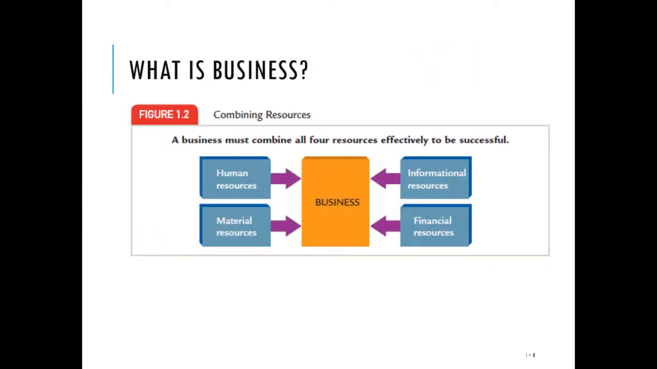Here is a graph taken from the book. It represents the 4 different resources that are fundamental in any business. First, human resources. Second, material resources, third, financial resources, and fourth, informational resources. They are all contributing to the development and the production of these services and products in exchange for a profit.